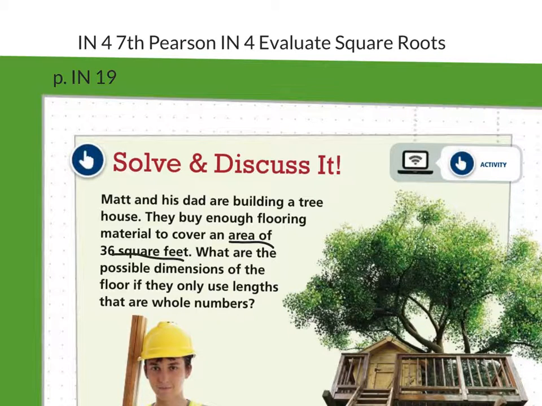So, area of 36 square feet. We're looking for possible dimensions if they only use lengths that are whole numbers. One thing, we're going to make an assumption here. They don't really tell us, but generally for a floor, for a room, something like that, normally we're talking about a rectangle. So we're going to assume they're doing this in a rectangular section.